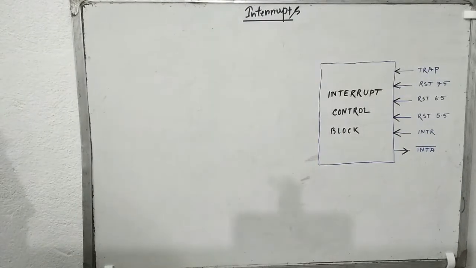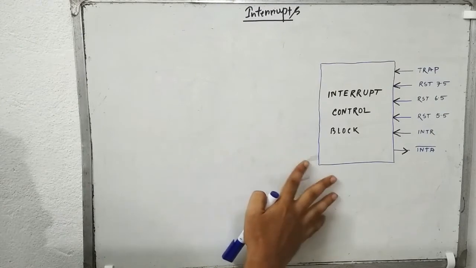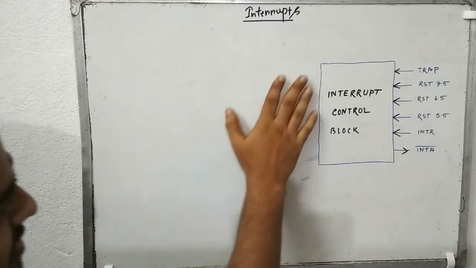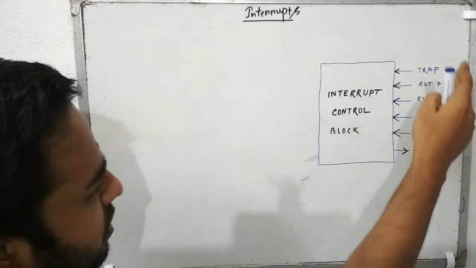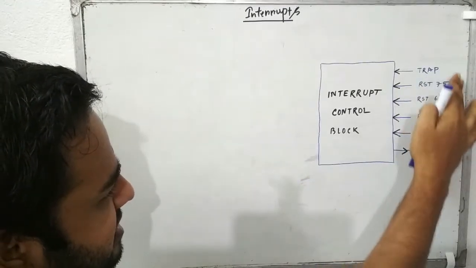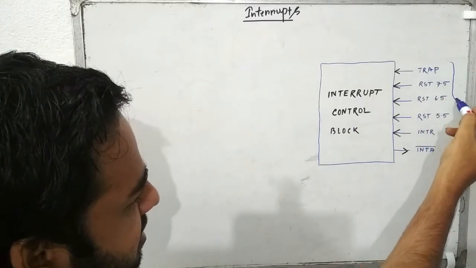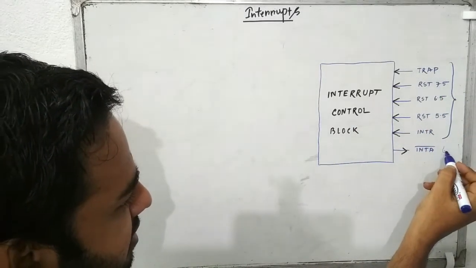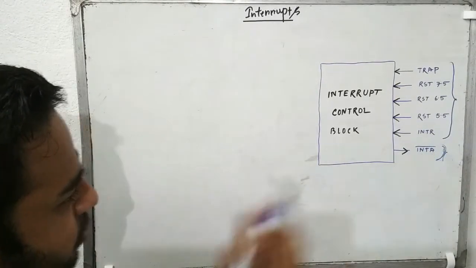During the demonstration of the architecture of the 8085 microprocessor, we encountered this interrupt control block. Here I have drawn the interrupt control block as well as the 6 hardware pins connected to it. Out of these 6 hardware pins, 5 are interrupt pins, and one is the interrupt acknowledgement pin. This one is the interrupt acknowledgement pin.